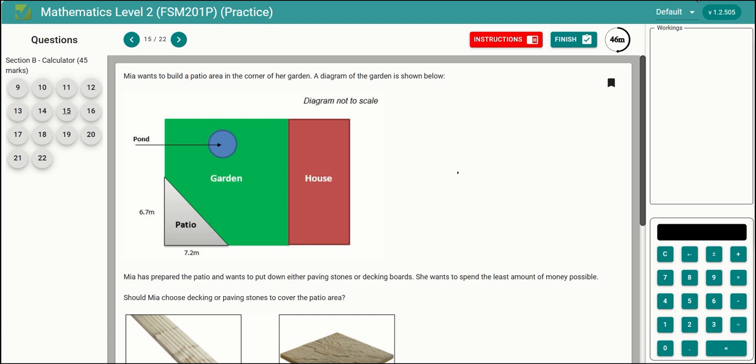Okay, let's take a look at question 15, which is quite an involved question. So first of all, we need to calculate the area of this patio. Now, it's a triangle, and the formula for the area of a triangle is base times by the height divided by 2. So the base is 7.2, the height is 6.7, and we're going to divide that by 2. So the area is, let's grab our calculator, that's going to be 7.2 multiplied by 6.7, divide that by 2.